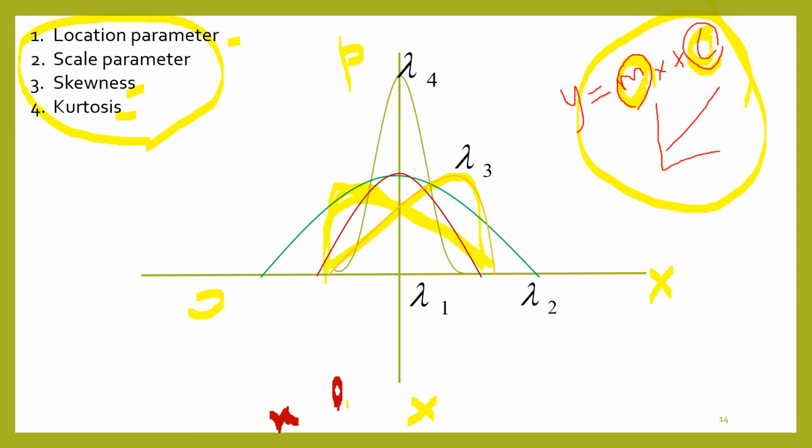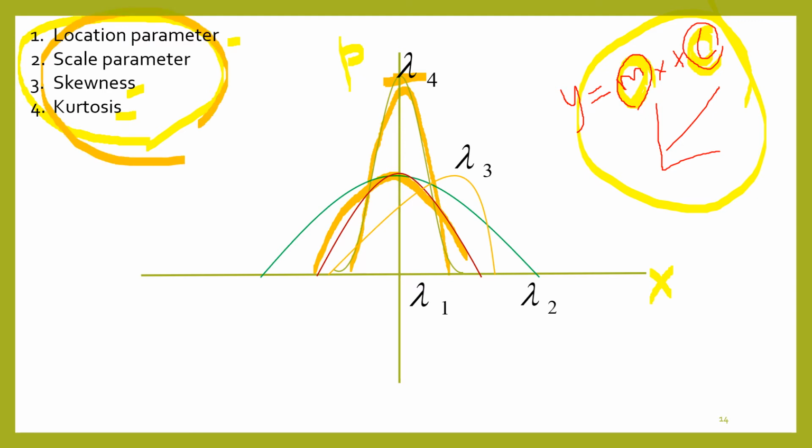And last is kurtosis. You can look at this red line and this green line. So this is kurtosis: how far the probability goes up. So that is kurtosis. These are all distribution model parameters.